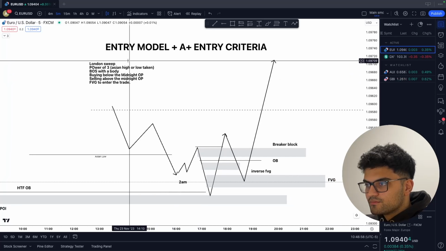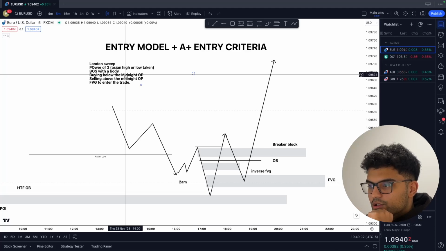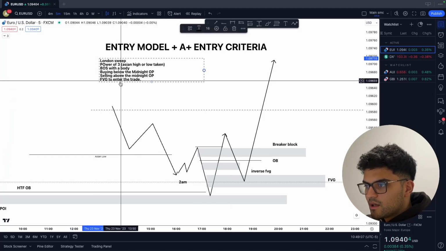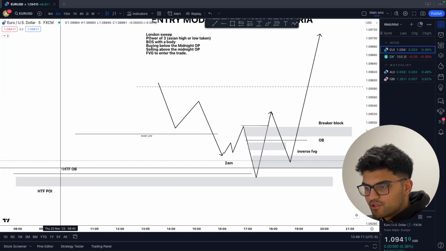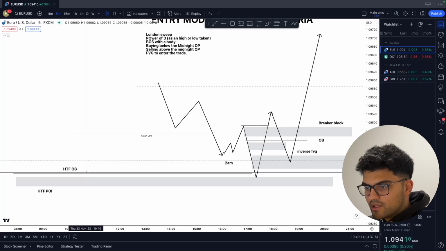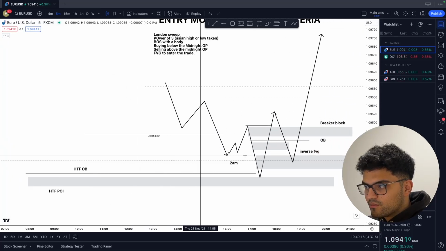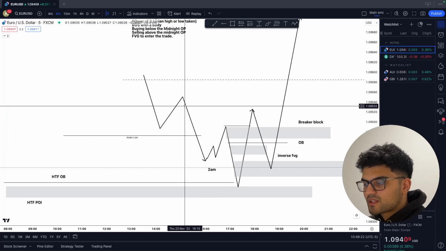Now, that's the entry model. In terms of entry criteria, I think that's pretty much the same thing, right? London sweep, yeah. And obviously, in terms of added confluence, as I said, if it taps into a previous level of liquidity or a fair value gap, that's why you guys should always look to the left on higher time frames. Look for that and look for a reaction off of that as well. So that's the entry model.